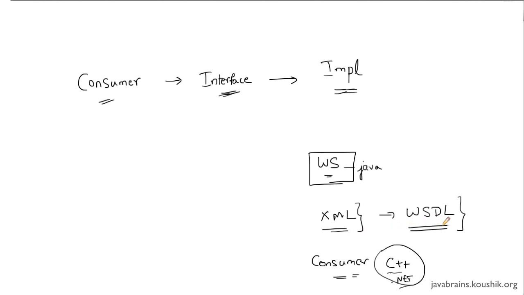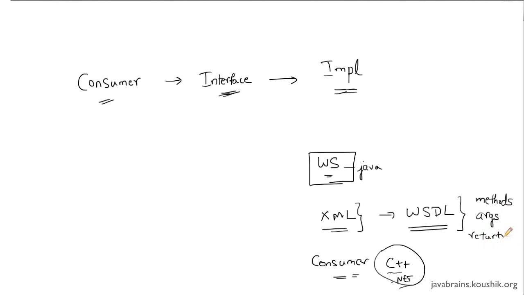And typically, the contents of this WSDL is kind of similar to what an interface does, right? It has the methods. It's called operations in the web service world. So it has what are the methods that can be called, right? What are the arguments? What is the return type?